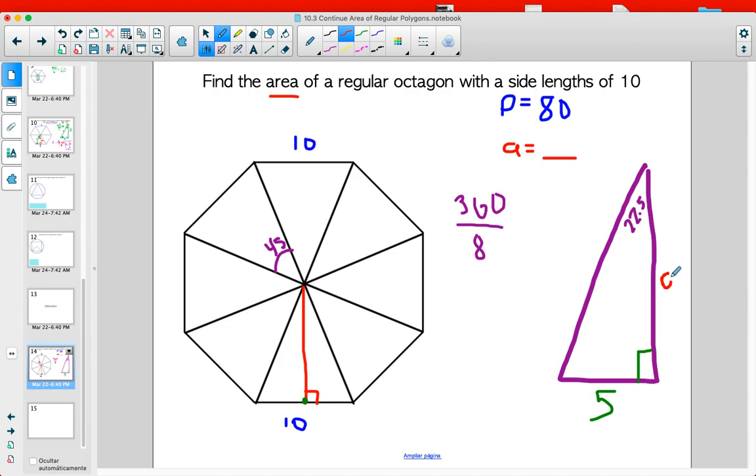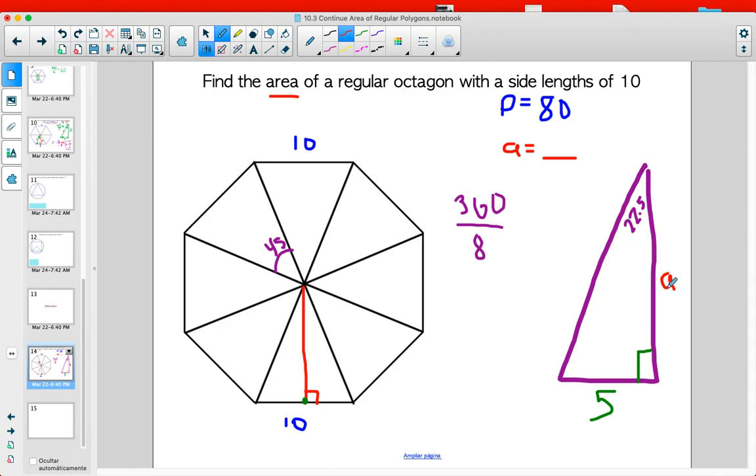This triangle does not create a 30, 60, 90, nor does it create a 45, 45, 90, nor do we have two sides that we can use to solve for the apothem. So we cannot use the Pythagorean theorem. We cannot use special right triangles. However, we can use sine, cosine, or tangent to solve for the apothem.